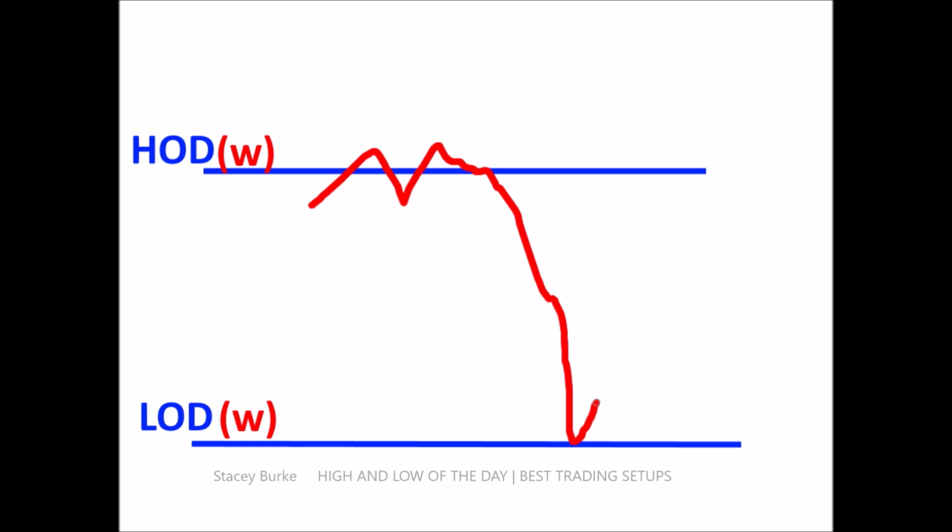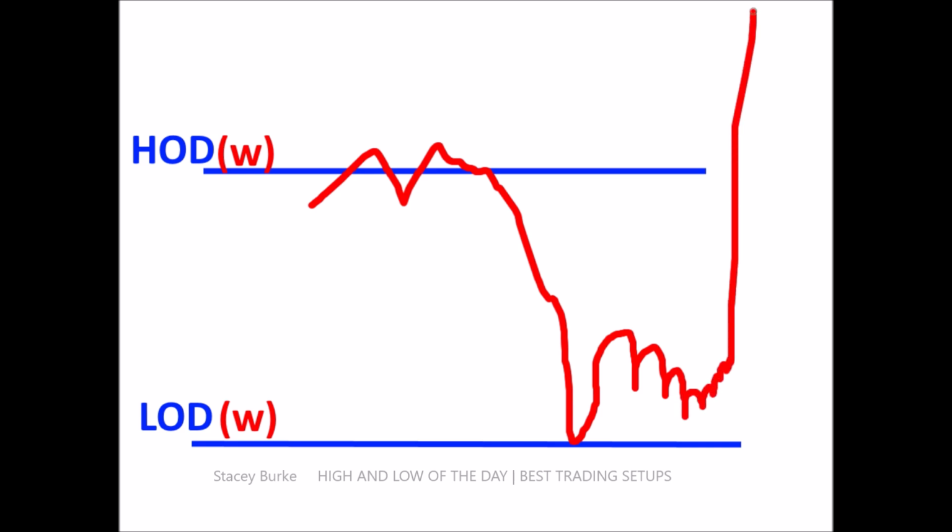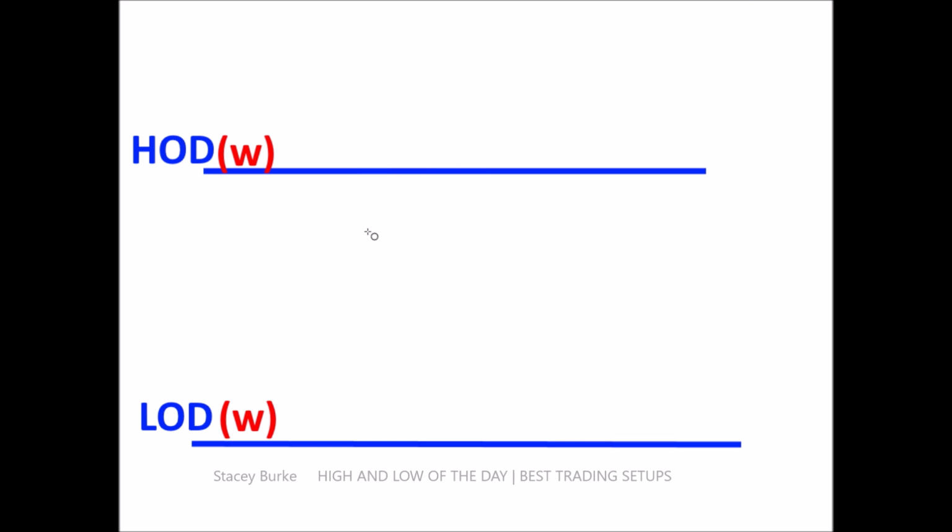They broke the high of the week, came down and made a low of the day in London, and then proceeded to push back down into the low at the New York Open, and then an explosive move, reversing back through the high of the week on day 3. So understand that even though we'd broken this level, this market now is on my radar.